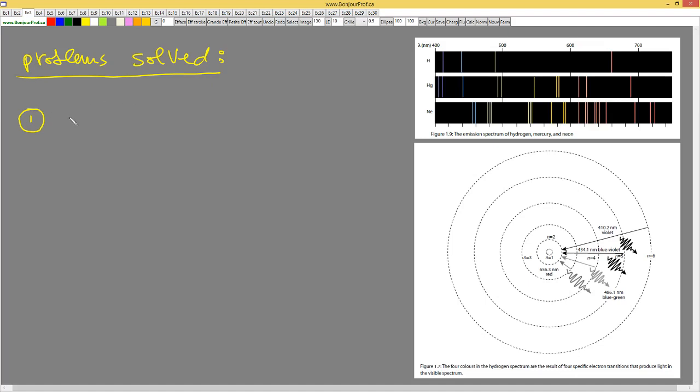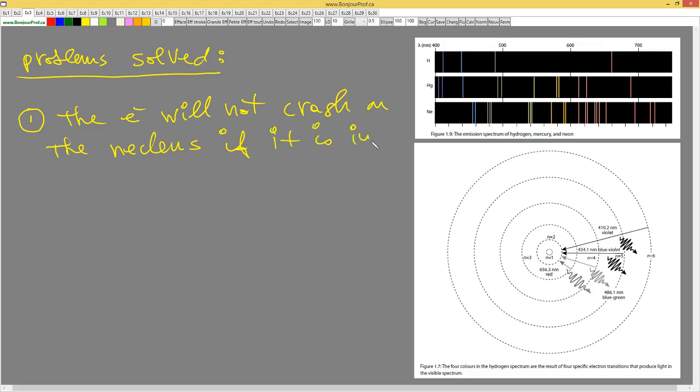So the electron will not crash on the nucleus if it is in the specific orbit. It is in the right road, the right orbit.